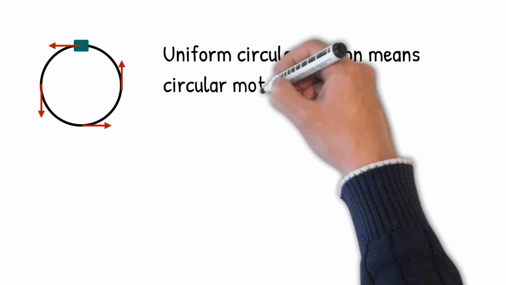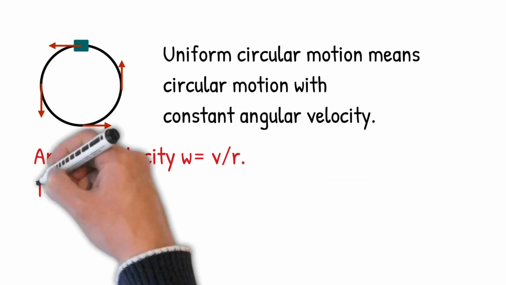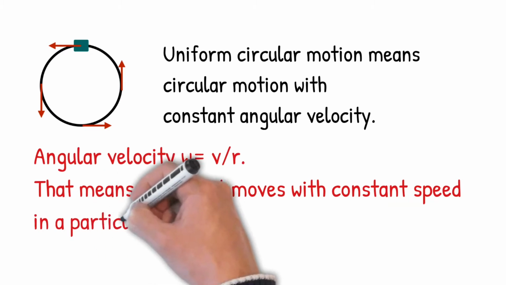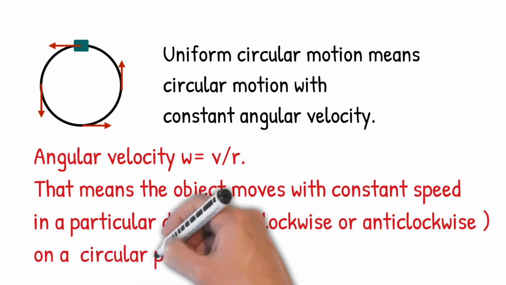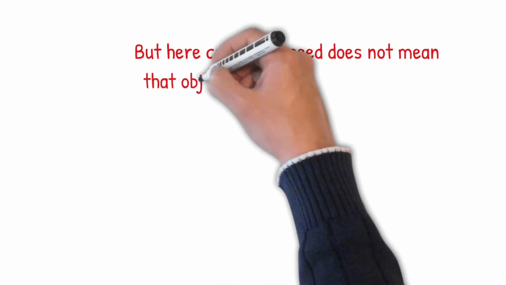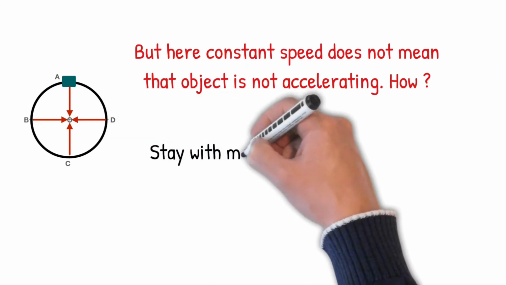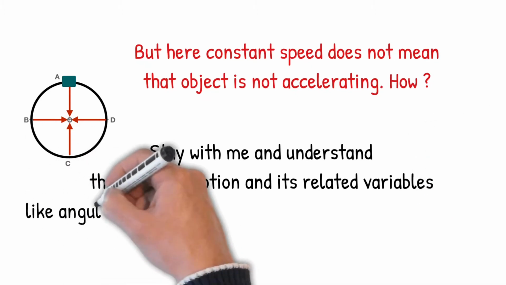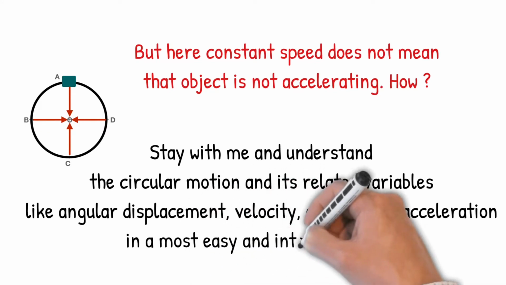Uniform circular motion means circular motion with constant angular velocity. Angular velocity omega is equal to v upon r. That means the object moves with constant speed in a particular direction, clockwise or anti-clockwise, on a certain path. But here, constant speed doesn't mean that the object is not accelerating. Now, stay with me and understand circular motion and its related variables like angular displacement, velocity, and angular acceleration in the most easy and interactive way.